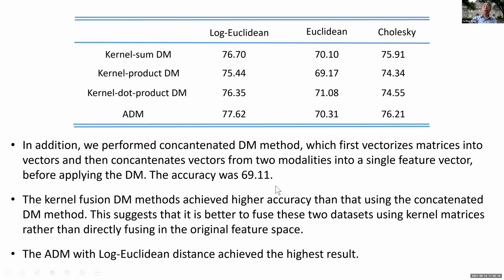If we do not perform any dimension reduction, the accuracy was only about 69.11%. And also among these four fusion approaches, you can see the alternating diffusion map is better than the three other kernel-based fusion approaches.